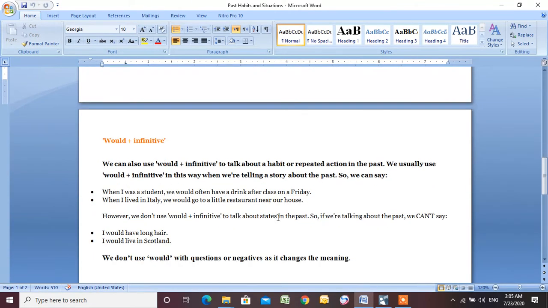Now what about would plus the infinitive? Now here it's a special case of would. Here I can use would plus infinitive to talk about a habit or repeated action in the past. So if I'm talking about an action that is repeated in the past or a past habit, I can only use would plus verb in the infinitive. We usually use would plus infinitive in this way when we are telling a story about the past.